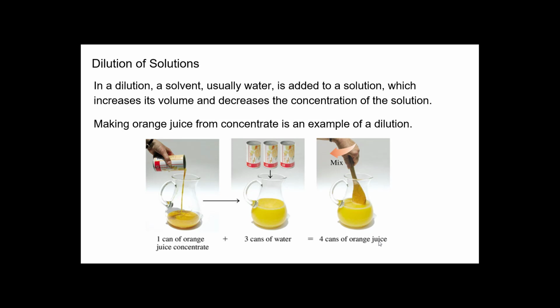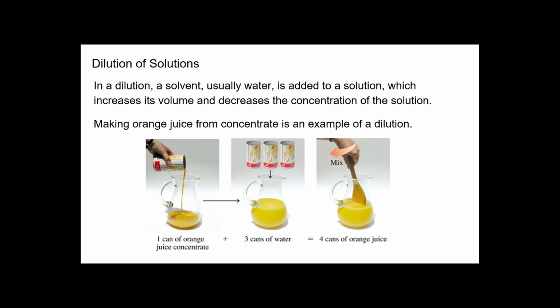Dilution of solutions. The best way to describe it is if you've ever used concentrated frozen orange juice, or think of concentrated punch that's really syrupy, and then you add water to it to dilute how sickly, kind of too sweet, it is. You would not want to drink it straight from the bottle. So what you do here is you take 1 can of frozen orange juice concentrate, and then you use 3 cans of water using the same can. That equals 4 cans of orange juice, and you stir it.